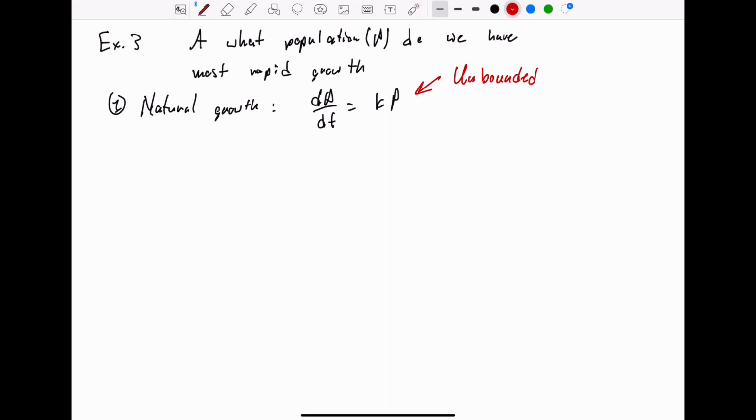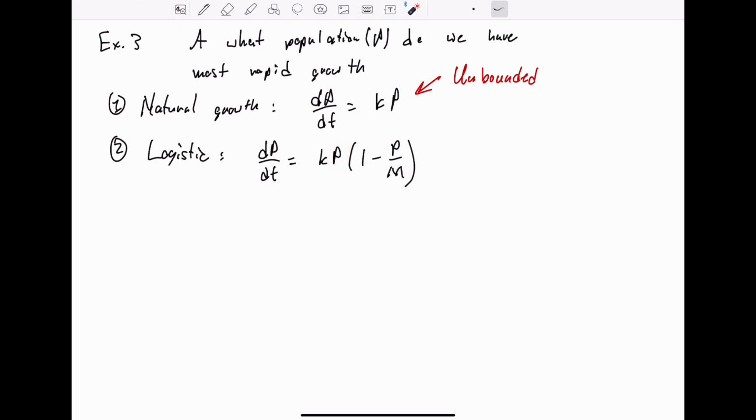How about the logistic growth model? At what population does that have the fastest growth? So for the logistic model, the differential equation is dP/dt equals k times P times (1 minus P over M). I want to know what is the value for P that gives me the largest growth rate. I'm trying to maximize growth rate.